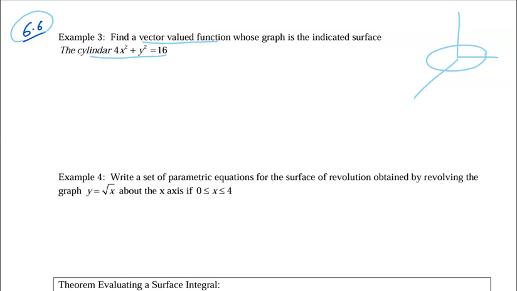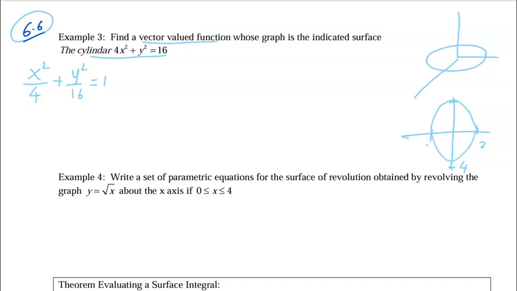But this is not exactly a circle. This is an ellipse. I don't know if you can see this ellipse, because if I divide both sides by 16, it looks like x squared over 4 plus y squared over 16 equals 1, right? So in the x direction you go 2, and in the y direction you go 4. If I draw it in the xy plane, it's going to look like that.